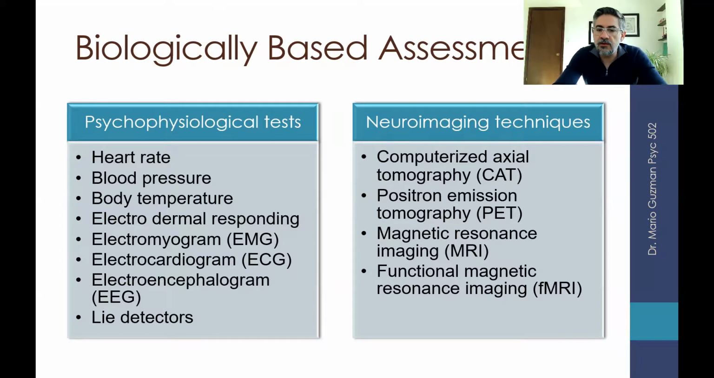And to do that, we have computerized axial tomographies, positron emission tomographies, magnetic resonance imaging, and functional magnetic resonance imaging. This is like the latest version, and it's pretty cool because you can see in real time what's going on in the brain, and you can ask the client to do things and you can see it. Of course, you have to do this in a hospital.